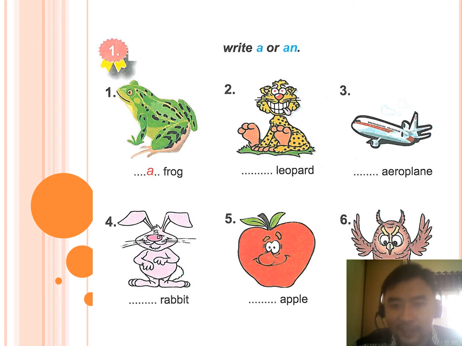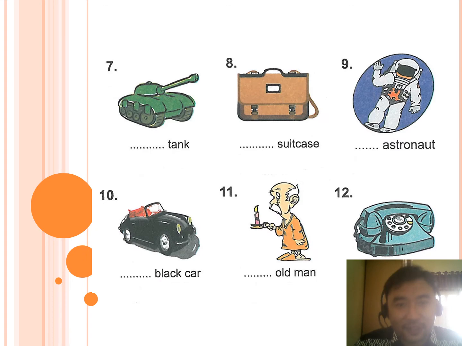Ini gampang sekali ya latihannya. A frog, a atau an ini, ya betul, a leopard, kemudian ya betul ini kita gunakan an aeroplane, a rabbit, an apple, kita gunakan artikel an. Dan ini apa? Ya sebutkan saja ya. Baik, lanjut. Oke, ya mudah sekali ya. A tank, a suitcase, an astronaut, ya kita gunakan an di sini, artikel an. Kenapa? Karena diikuti dengan huruf vokal dan sebagainya.